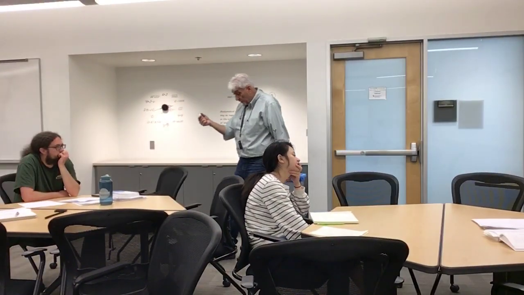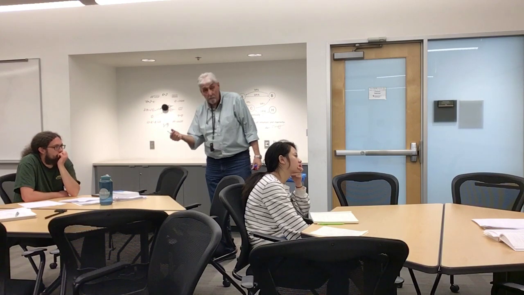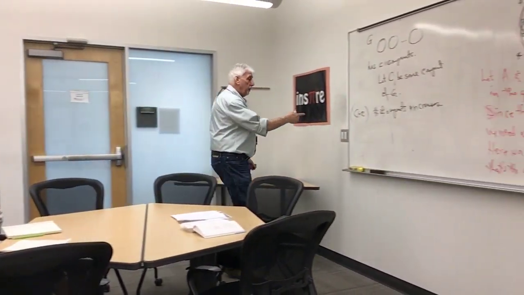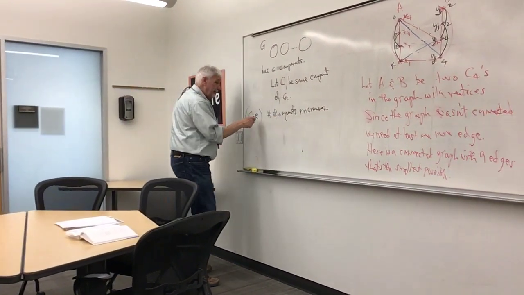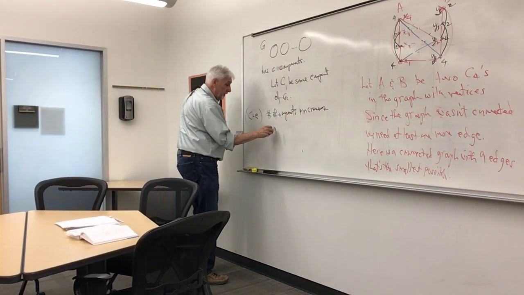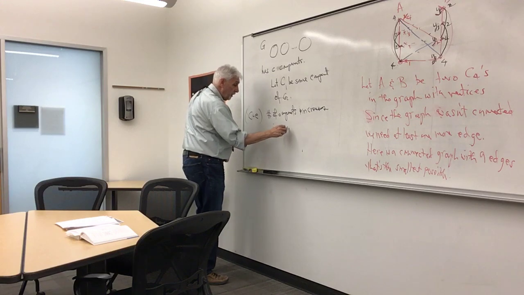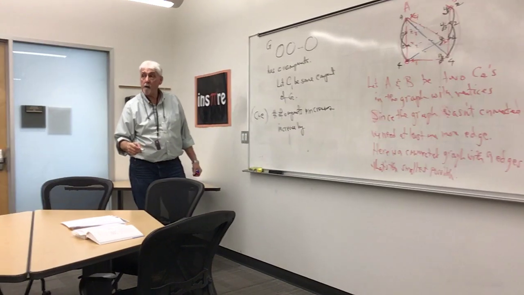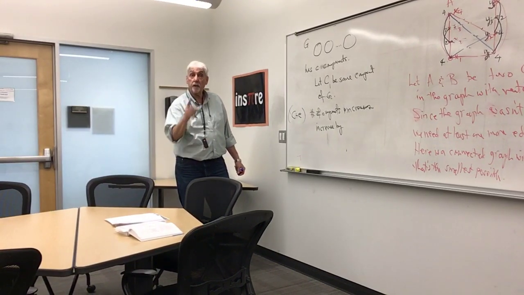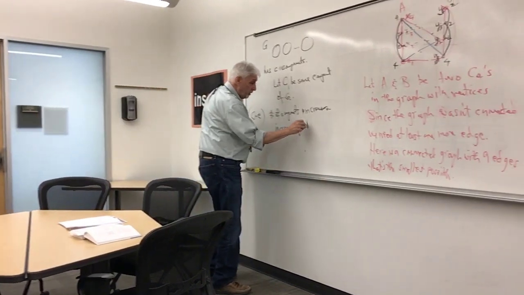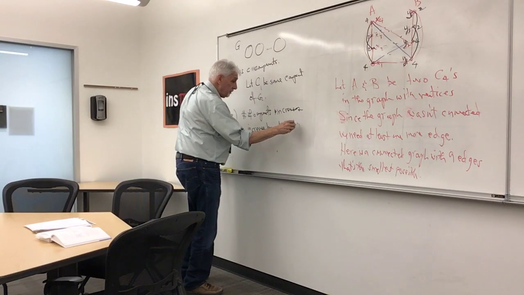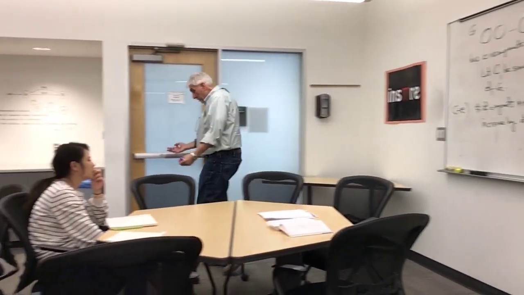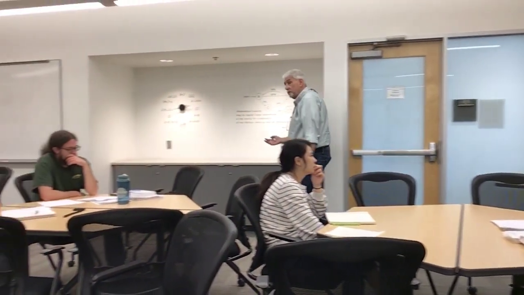Does the number of components have to go up? No. So if I remove an edge from some component, then the number of components increases by 0 or 1. So by at most 1. So now that's what you need to prove.